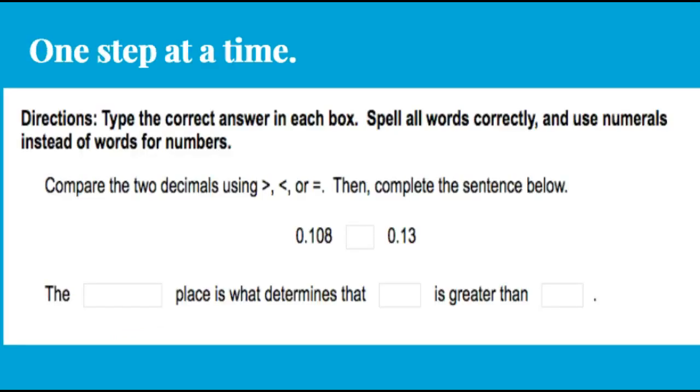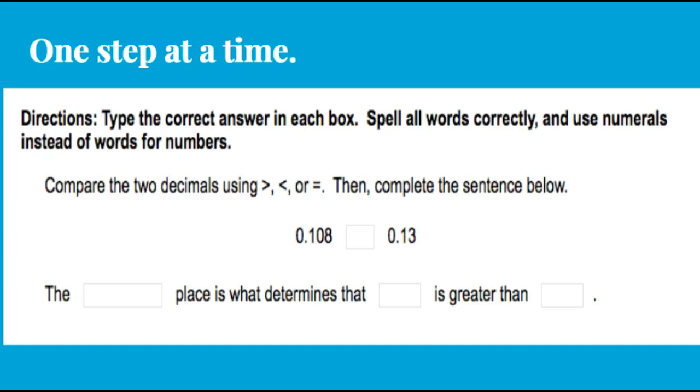All right. Type the correct answer in each box. Spell all words correctly and use numerals instead of words for numbers. Well, I don't have a drop down on this one, so we're going to have to write it in. Typically, when you do this on Study Island, you get a drop down. Compare the two decimals using greater than, less than, or equal to, and complete the sentence below.